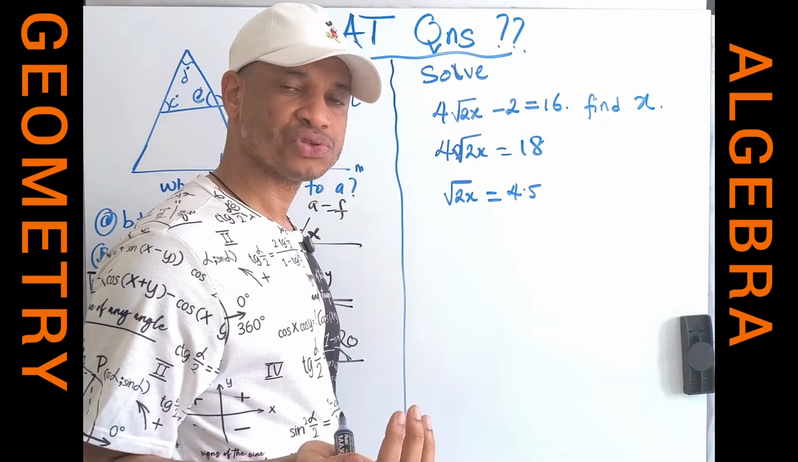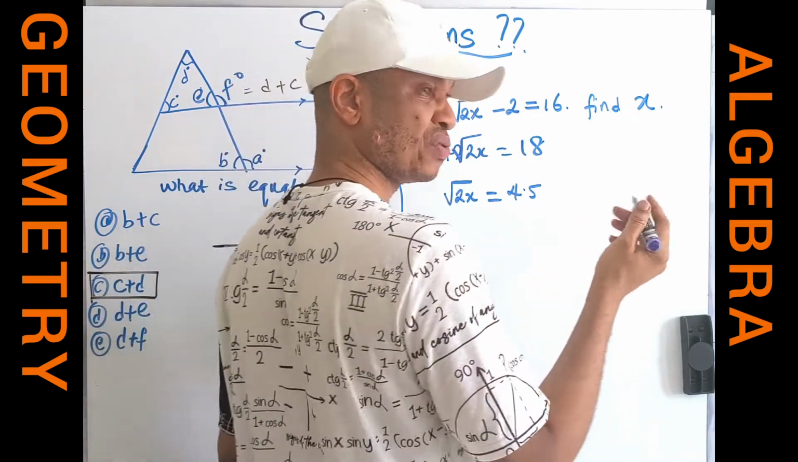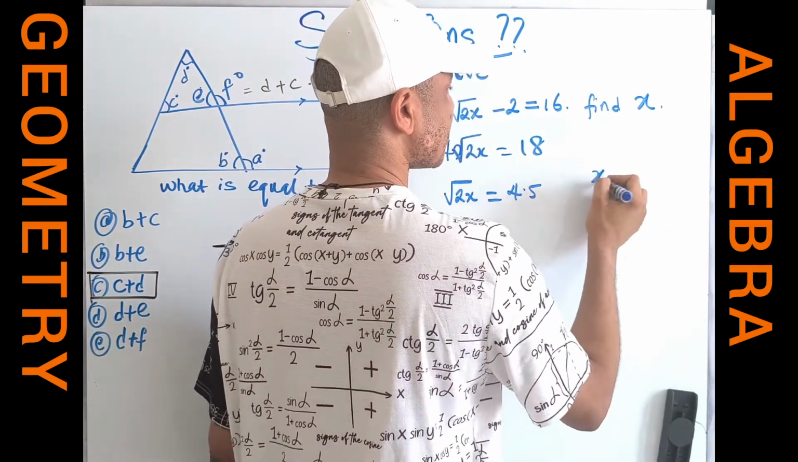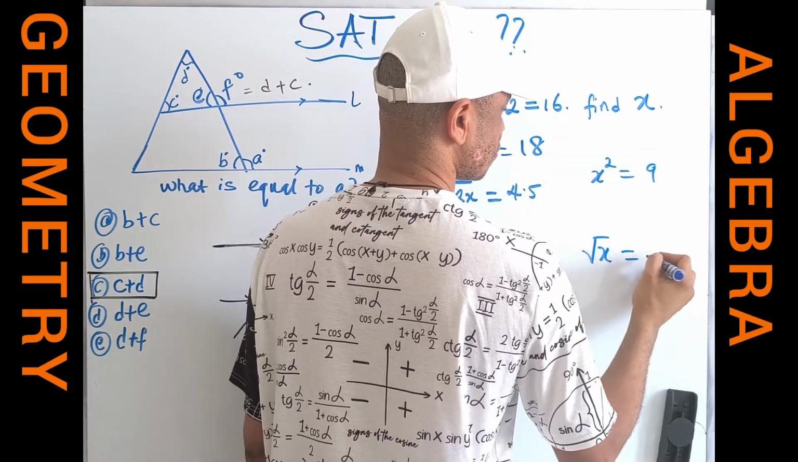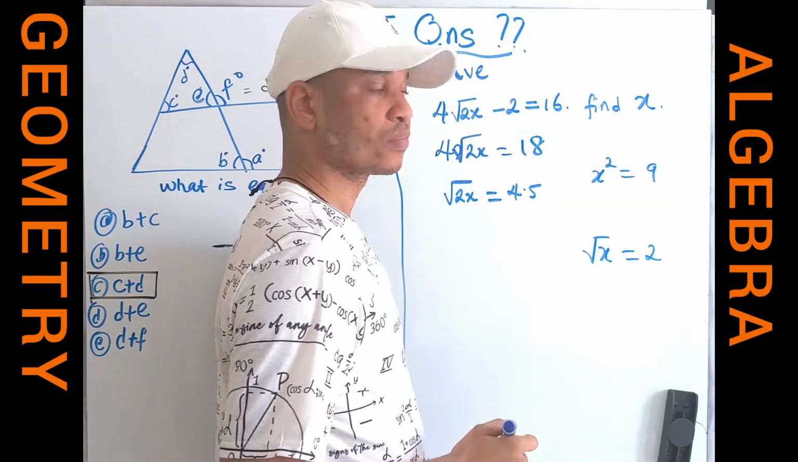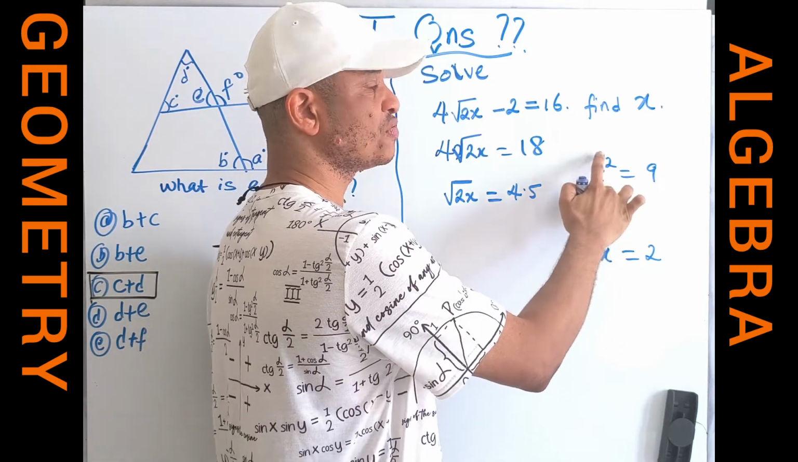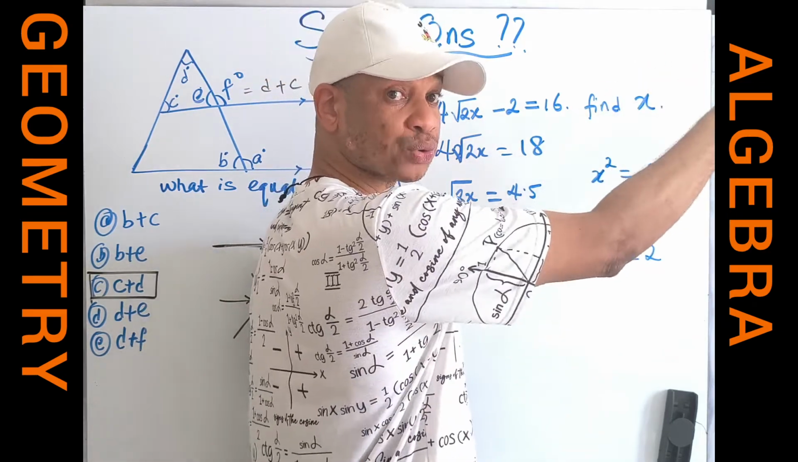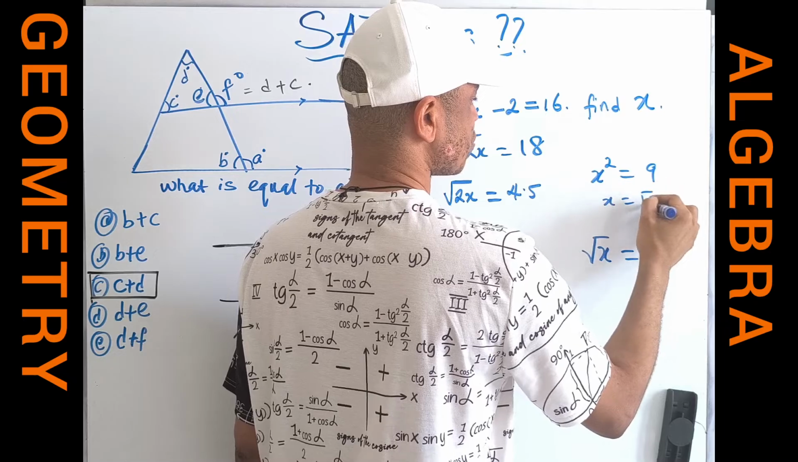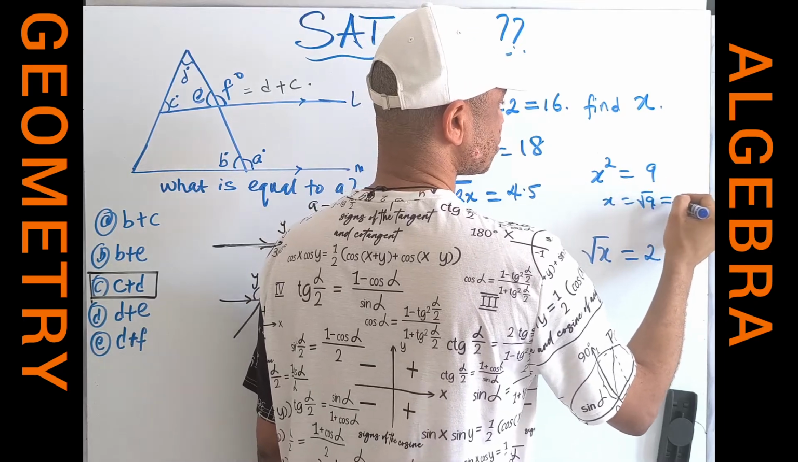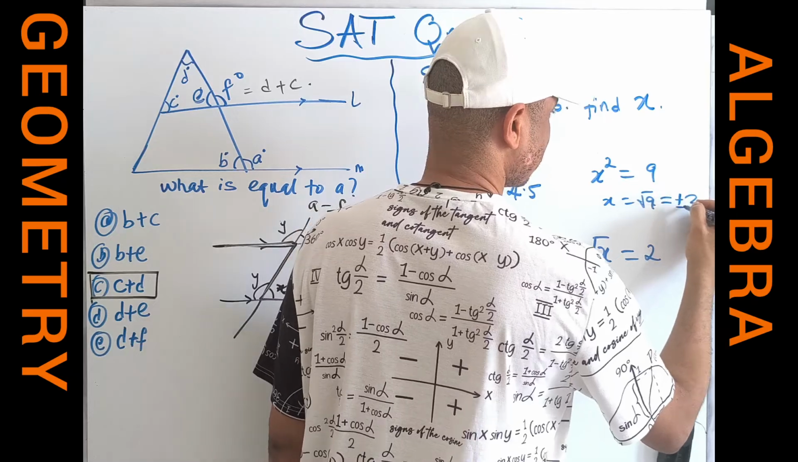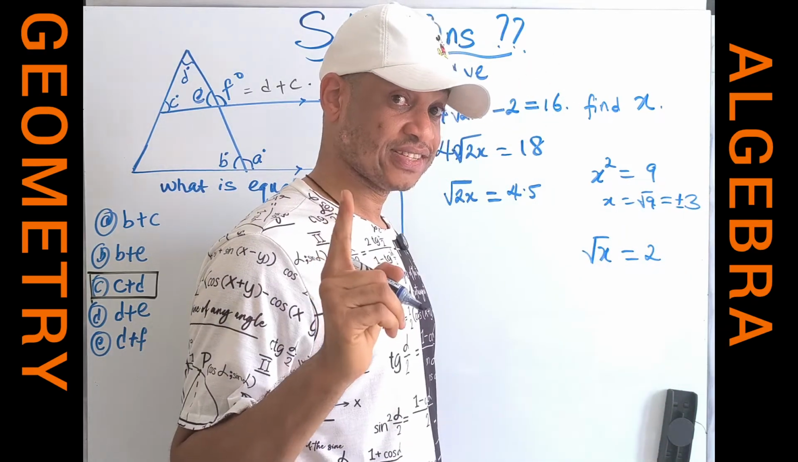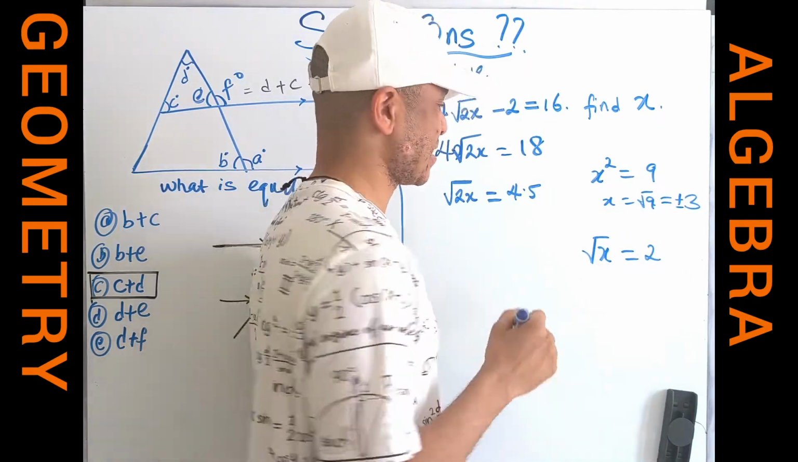Now, how do I know when to square both sides? So I gave a rule. I don't know if you watched my previous video. If I have x squared is equal to 9 and square root of x is equal to 2, to find x, remove the square, put a square root. So x is square root of 9, which is 3, not 3, plus or minus 3. Don't forget, whenever you take square root, plus or minus.